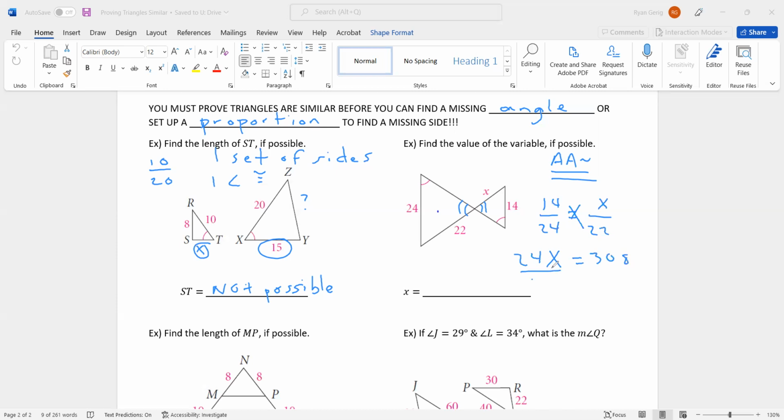Divide by 24. You're not going to get a good number here. That's okay. You're going to get that sometimes. You're going to get 77 over 6 if you leave it as a fraction. Or if you turn it to a decimal, it's like 12.83 repeating. The 3 is repeating. Okay. So yeah, nasty numbers is a thing. You can actually have that happen here.